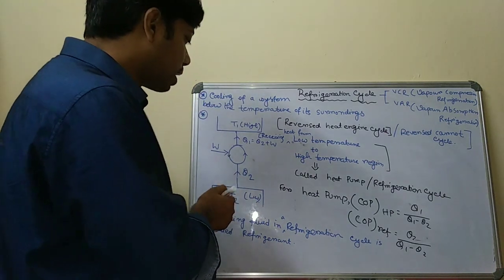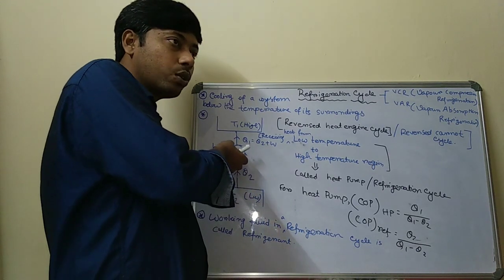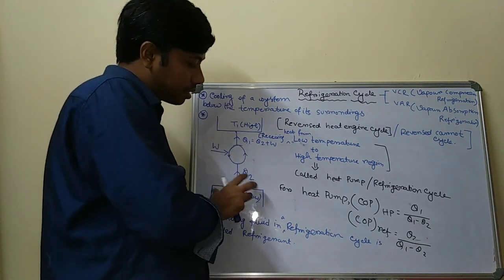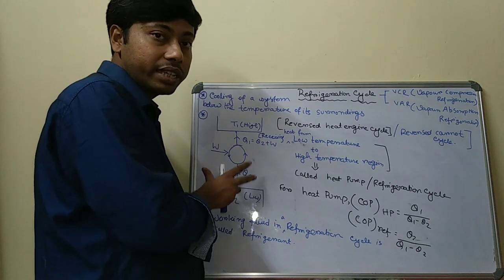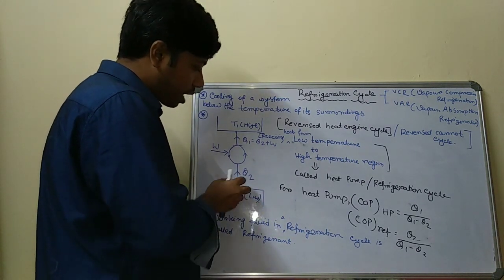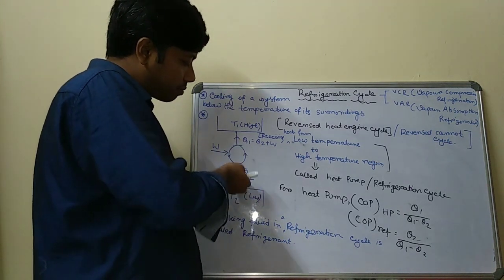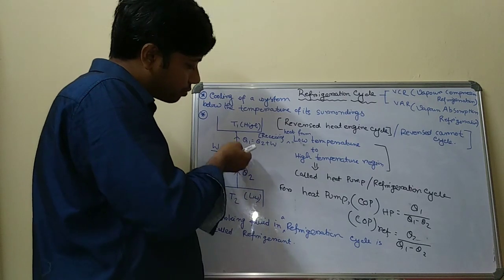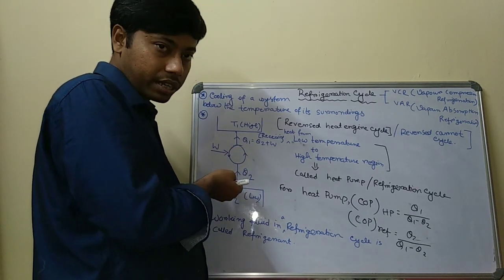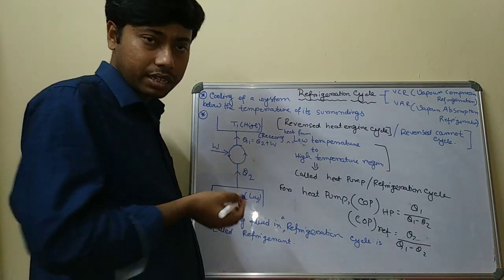So that's why, if you want to absorb heat from the low temperature reservoir, it is supposed to act as a cooling space, a cool space or cooling of a system. So the amount of heat absorbed from the low temperature reservoir is basically your refrigerating effect, and that is your Q2.